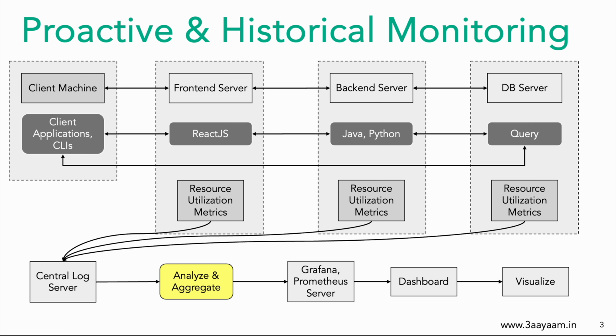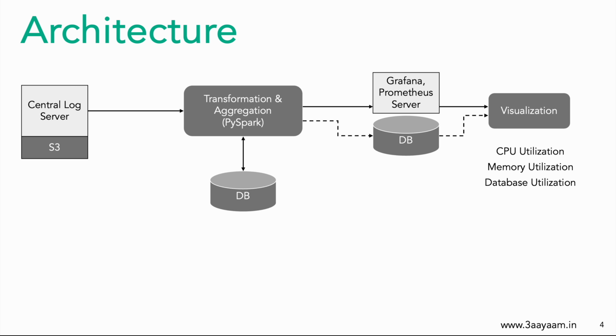So this is proactive monitoring, wherein we look at how the server utilization has been, how the database utilization has been, and how the CPU, memory, and disk utilization of different servers have been. Based on that, we can decide whether we have to add more servers, remove servers, etc. This is how the architecture of the implementation would be. This is what you will implement.